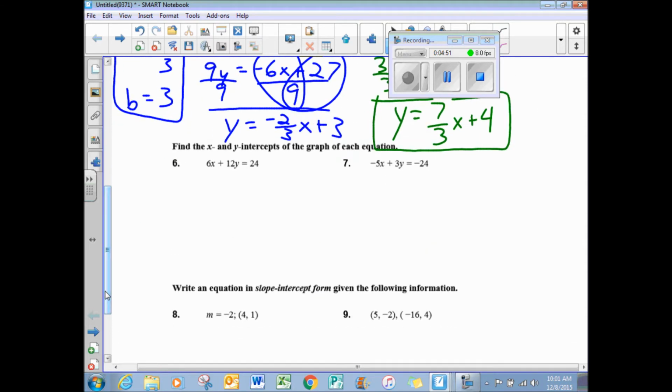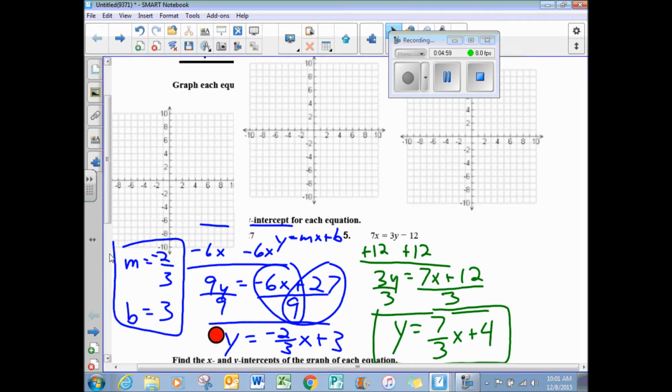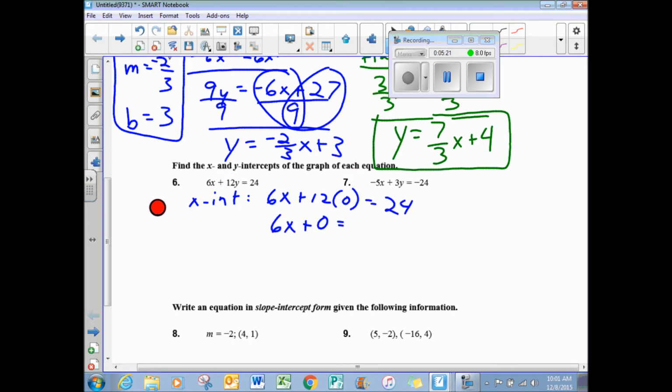For 6 and 7, we need to find the x and y intercepts, so this goes back to what we did in the very beginning. Let's reiterate that the reason we are putting this over a number is we're just showing what happens if you plug in 0. So we'll plug in 0 the old-fashioned way. If I'm finding the x-intercept, I make y 0. So I'm going to plug in 0 for y, and I get 6x plus 0 equals 24. So 6x equals 24. X is 4. So the x-intercept is 4.